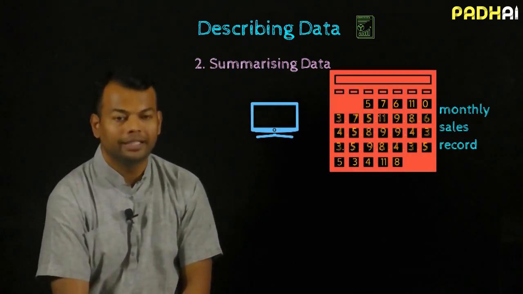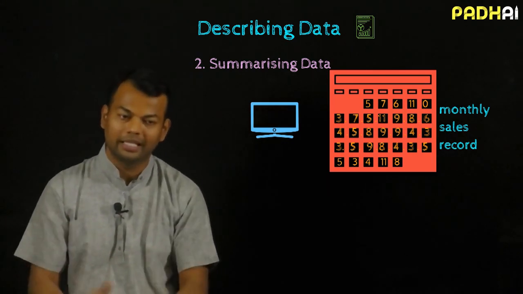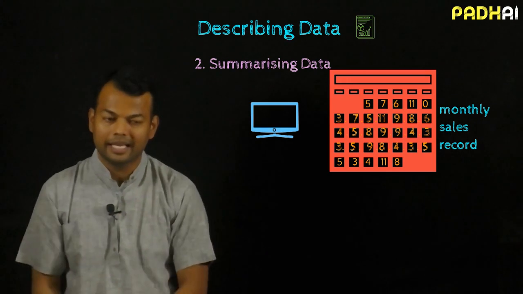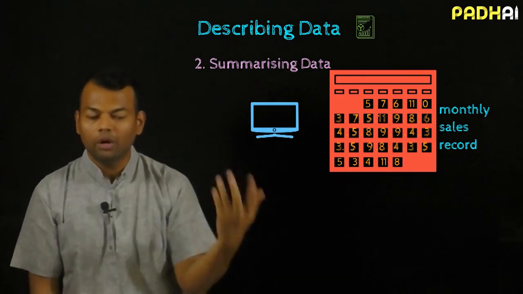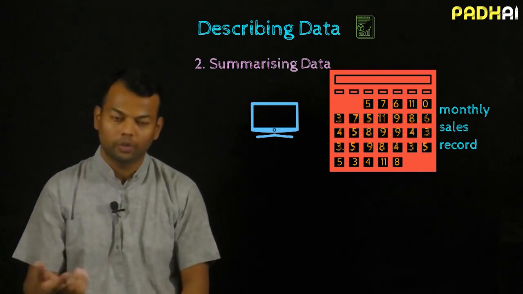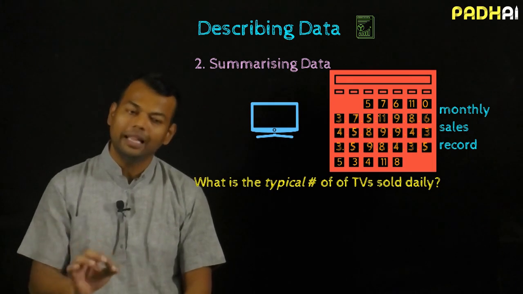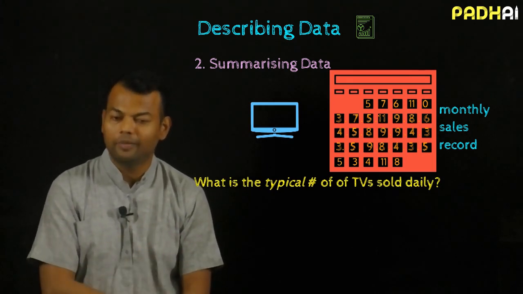Okay. Then again, coming to summarizing data. So again, think of yourself as a shop selling, say, TVs, and you have these monthly sales records. You have noted down the number of TVs that you sold every day, and now you are interested in certain types of questions which summarize your data. So here's one question, right? What is the typical number of TVs that I sell daily, right? And what does this typical value mean?